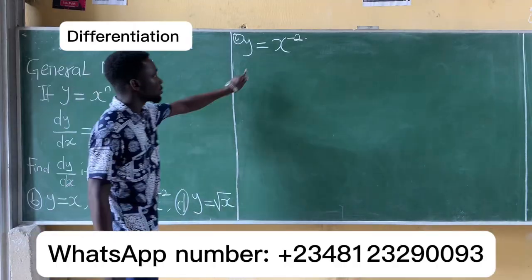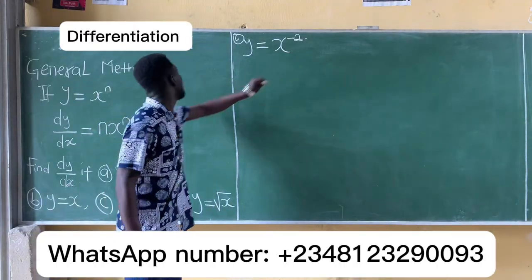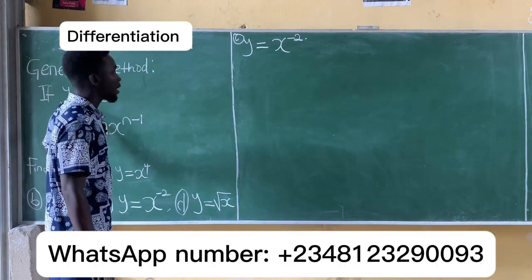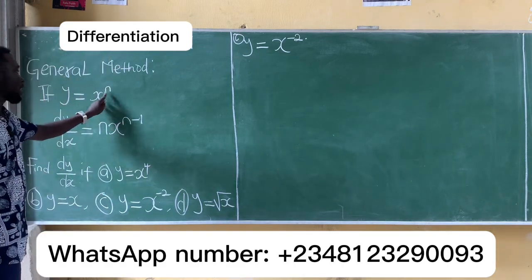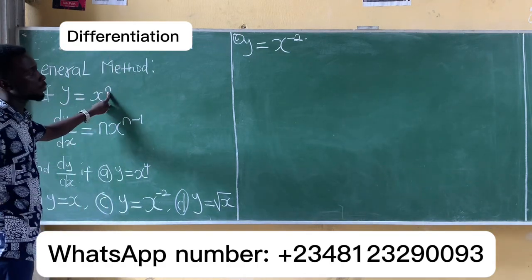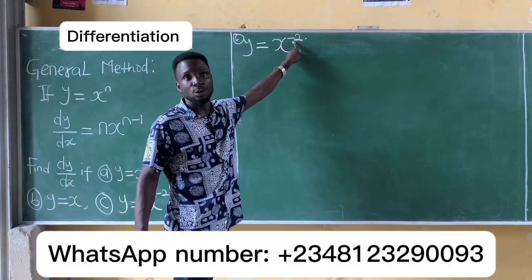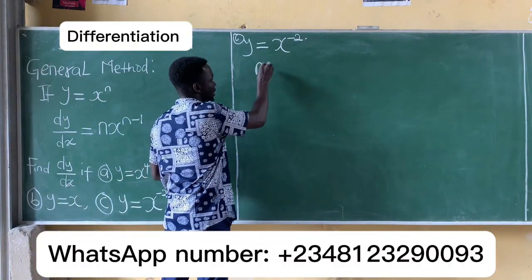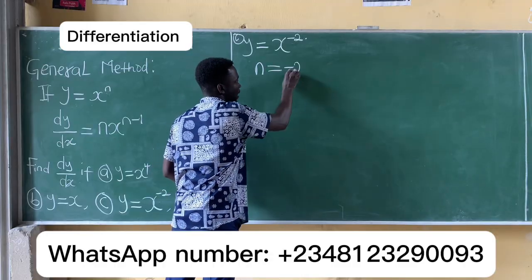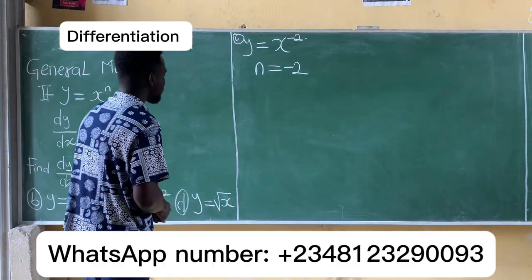Now, since y is equal to x raised to the power minus 2, let's compare it to the general method. y is equal to x^n, and here y is equal to x^(-2). When the power of x is n, the power of x is minus 2. So automatically, n here becomes equal to minus 2.